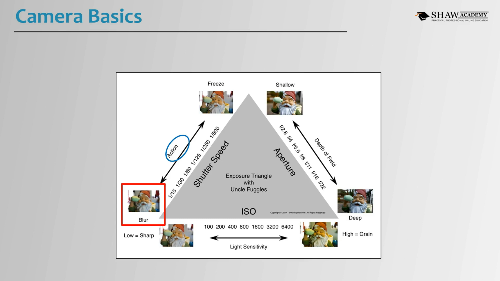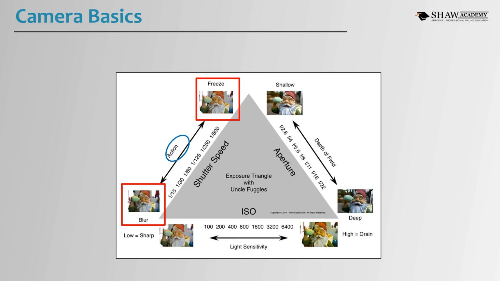Now, on the other hand, if there's an awful lot of movement going on and you do know that you want to freeze that motion, you're going to want to use a faster shutter speed, okay? And especially if you're using a longer lens, which is heavier, you will also want to use a faster shutter speed again, okay?